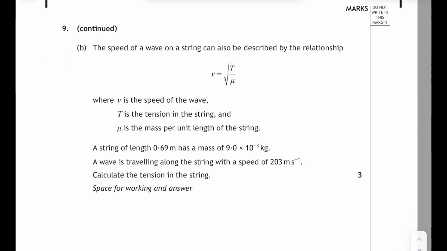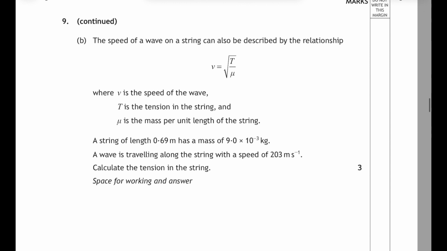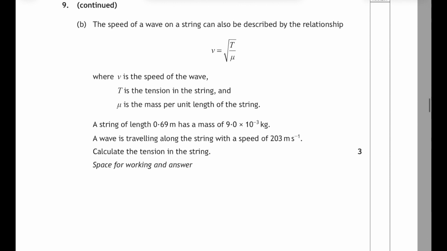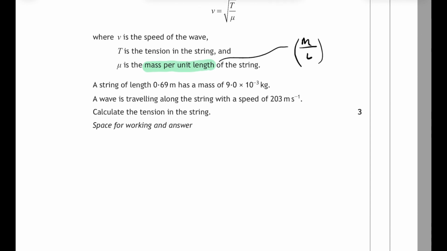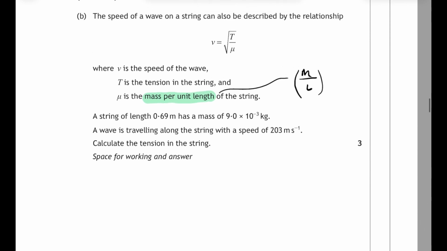The speed of a wave on a string can also be described by the relationship V equals the square root of T over mu, where V is the speed of the wave, T is the tension in the string, and mu is the mass per unit length of the string. To work out the mass per unit length, that's just the total mass divided by the total length of the string. We're told the string has a length of 0.69 metres and a mass of 9.0 times 10 to the minus 3 kilograms, and the wave is travelling along the string with a speed of 203 metres per second. And we have to calculate the tension in the string.